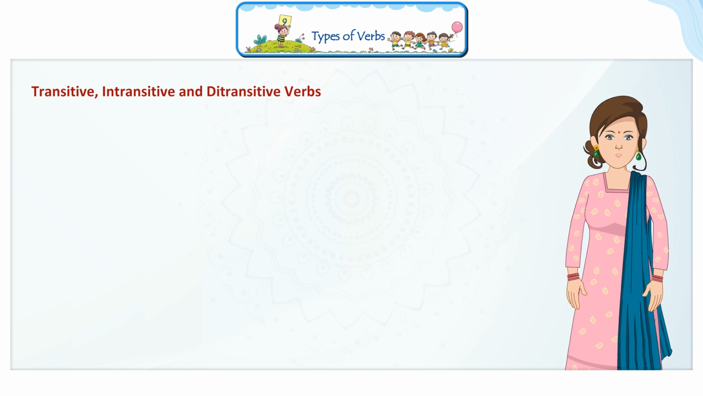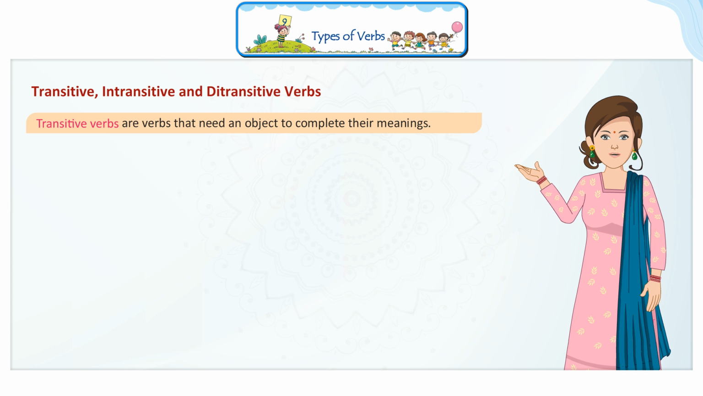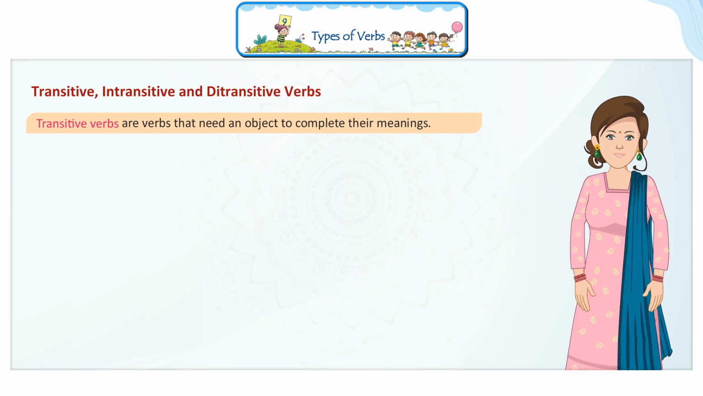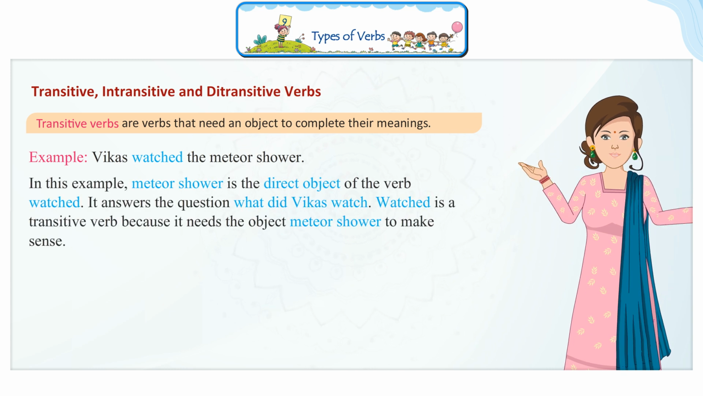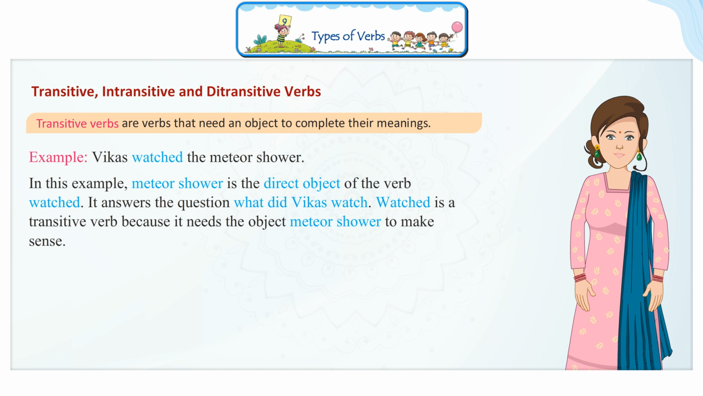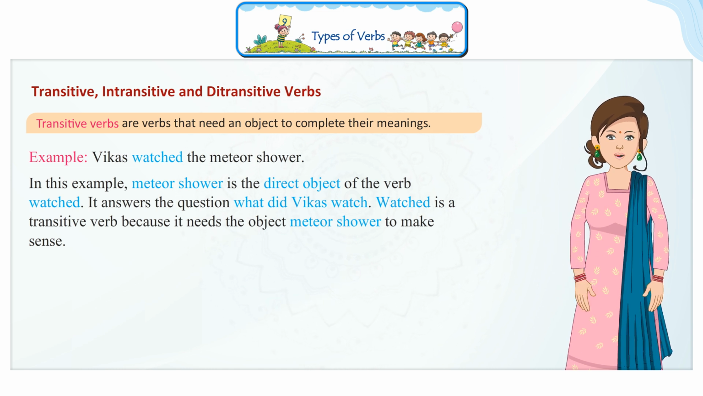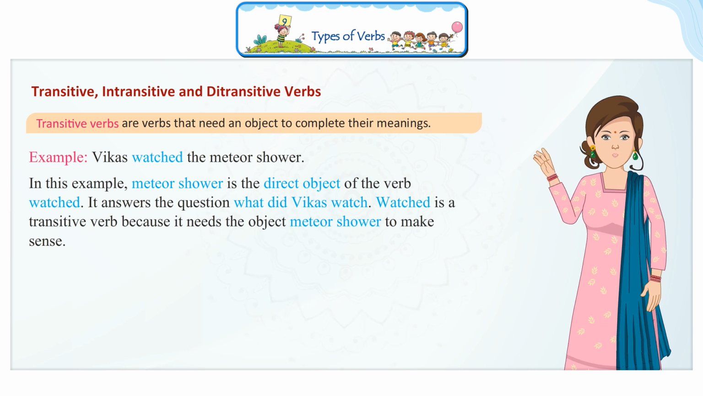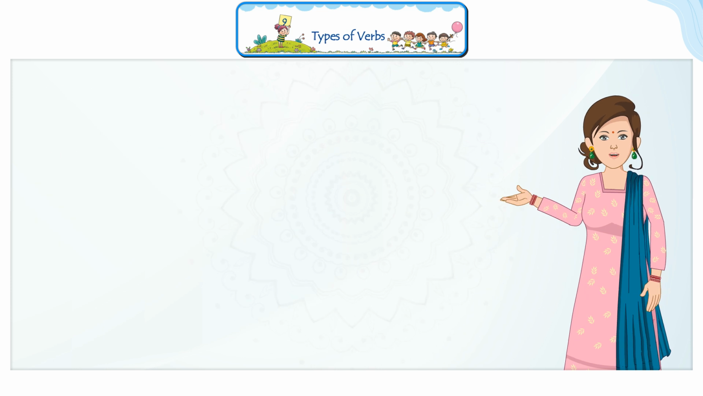Transitive, intransitive, and ditransitive verbs. Transitive verbs are verbs that need an object to complete their meanings. Example: Vikas watched the meteor shower. In this example, meteor shower is the direct object of the verb watched. It answers the question, what did Vikas watch? Watched is a transitive verb because it needs the object meteor shower to make sense.